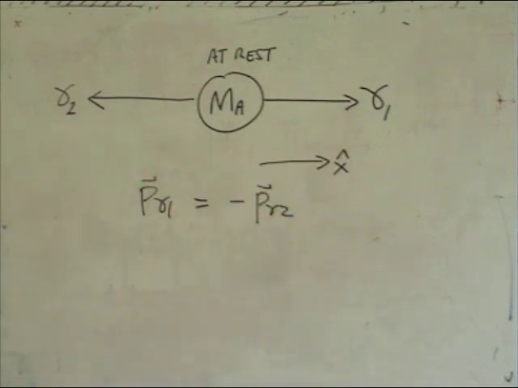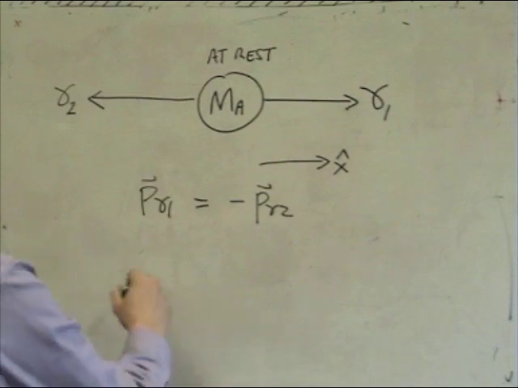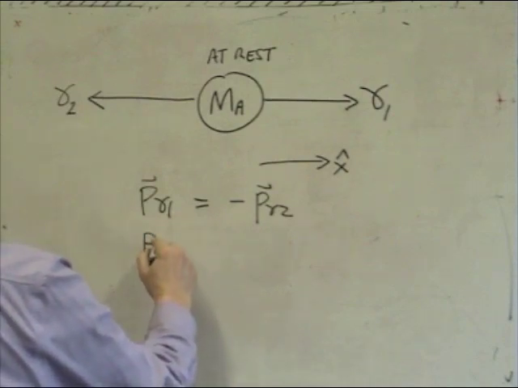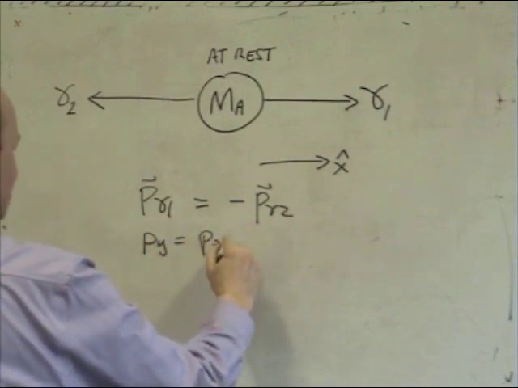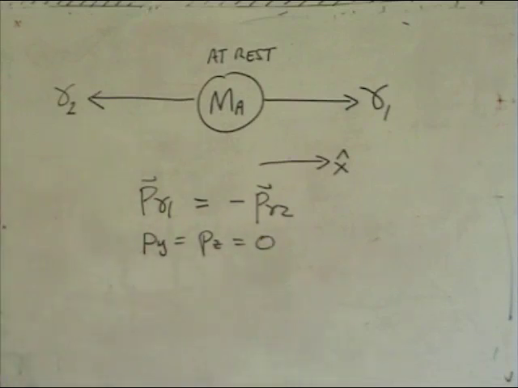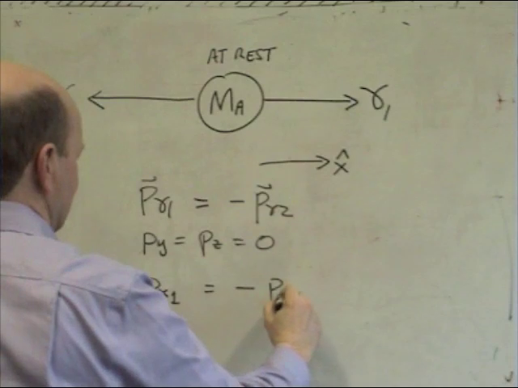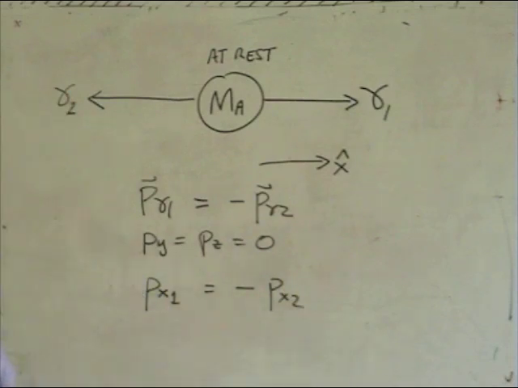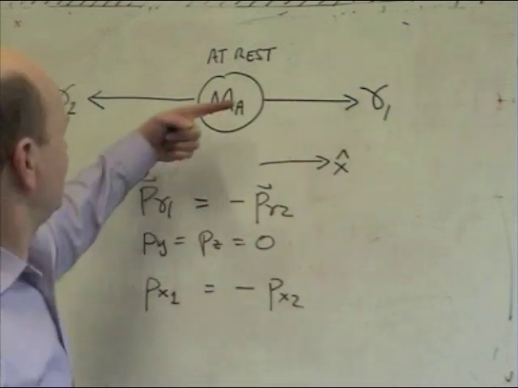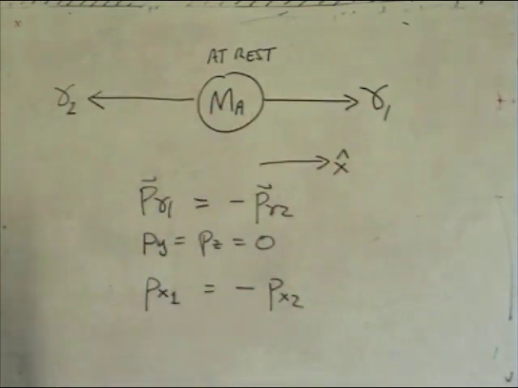But in this case the motion is along the x-axis, which means that py equals pz equals 0. Neither photon has a component of its momentum in the y or z directions, and px1 equals minus px2. In other words, the momentum of photon 1 is pointed that way, the momentum of photon 2 is in the opposite direction, and the magnitudes of their momenta are the same.